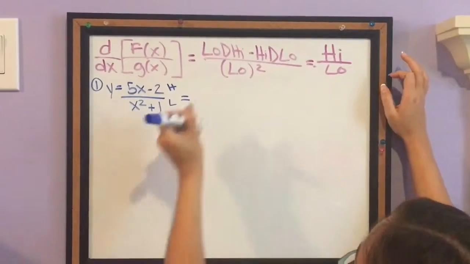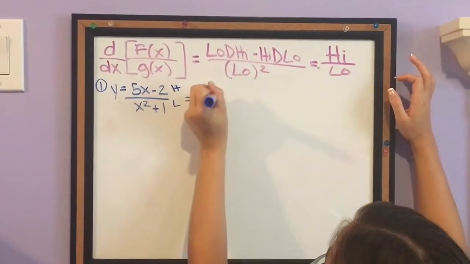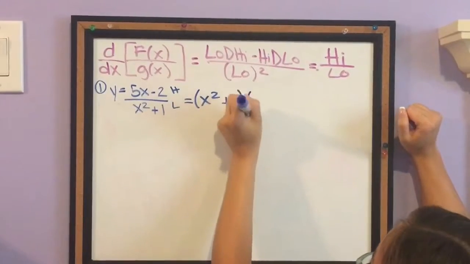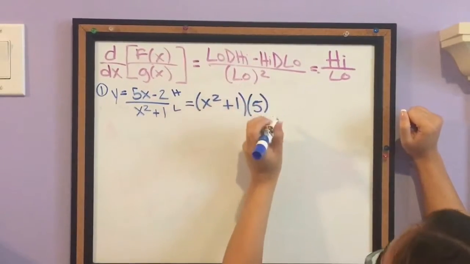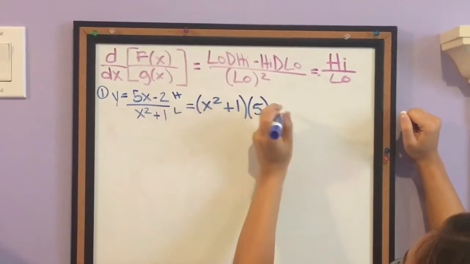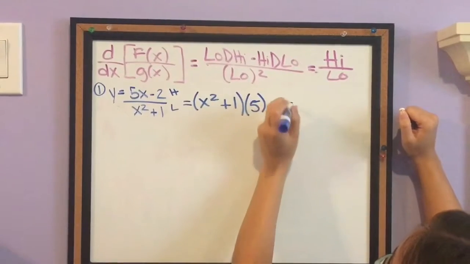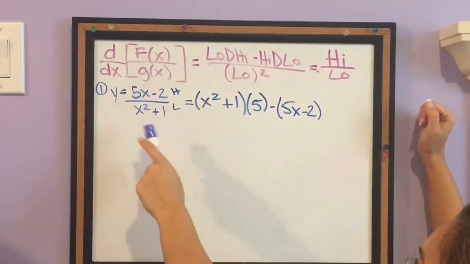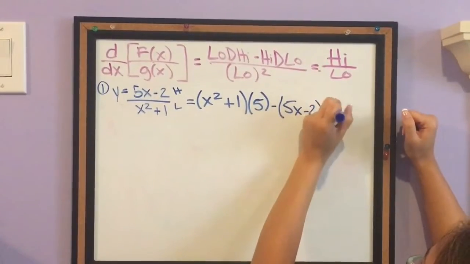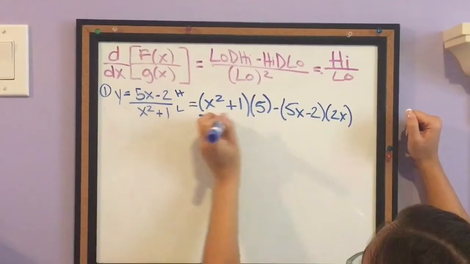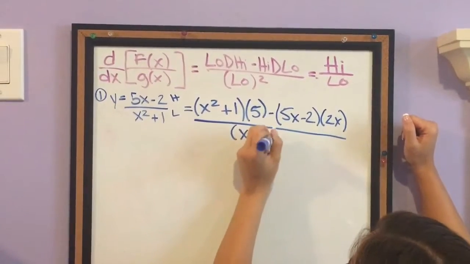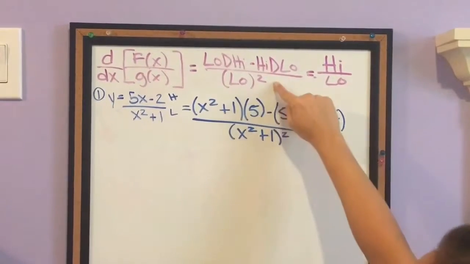So it's going to be x squared plus 1 times the derivative, which is just going to be 5. And you're going to subtract that from 5x minus 2 and the derivative of the bottom, which is just 2x. And this is all going to be over x squared plus 1 squared because it's your low squared.